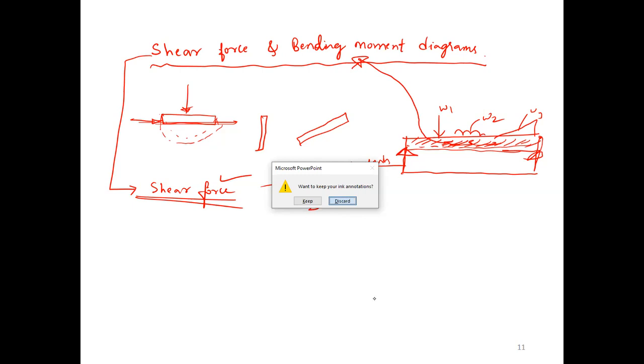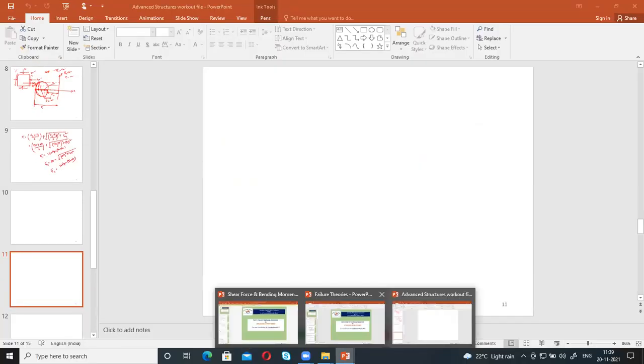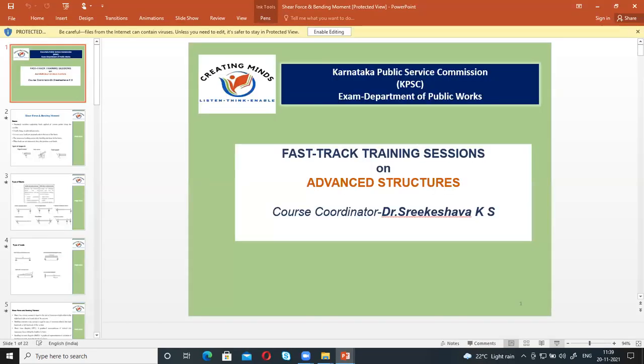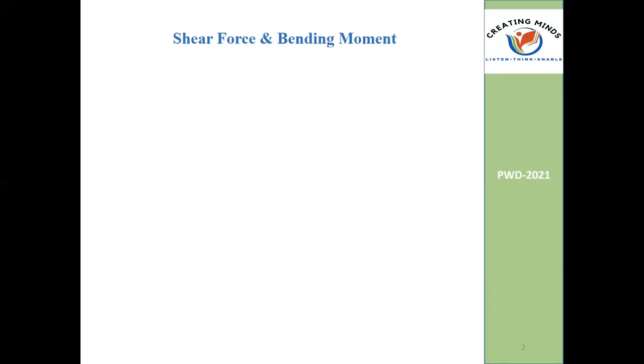Shear force and bending moment diagram. This is a very, very important topic. Well before knowing this particular topic, we must know what is meant by beam. Please explain what is meant by beam. Any answers? Just try to give some answers. What is meant by beam? It is a horizontal structure which transfers the loads to columns. Yes, very good. It's a horizontal structural member.